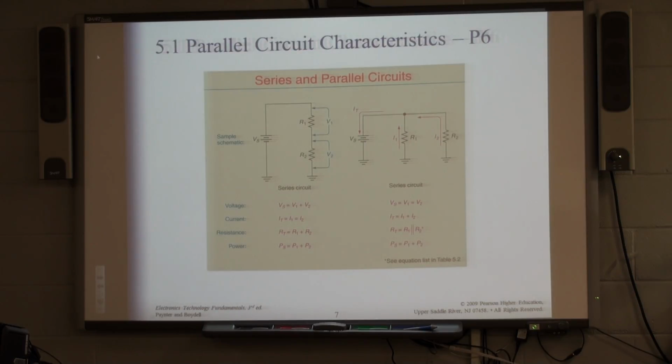All right, so I'm going to show you the resistance formula. Well, this is series and parallel. This is a nice chart. This is a good comparison. All right, so let's talk about series first. They're both in series. They are.